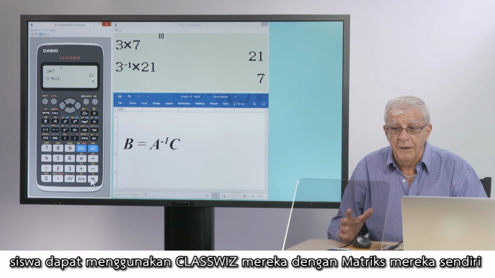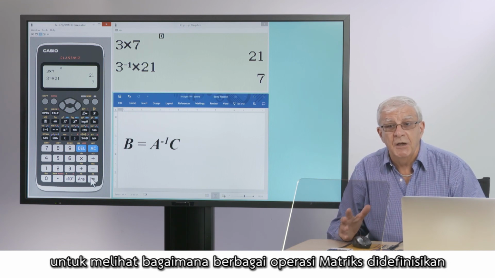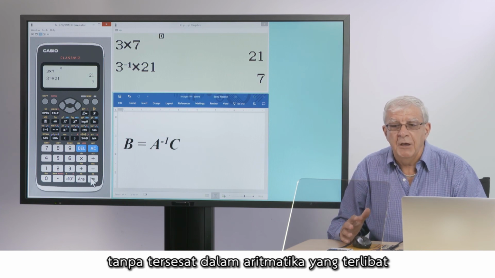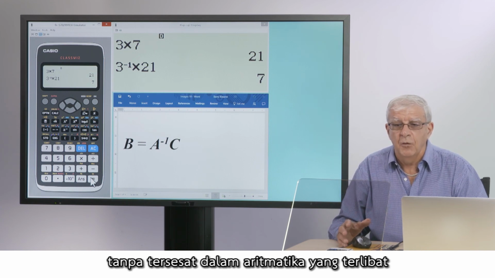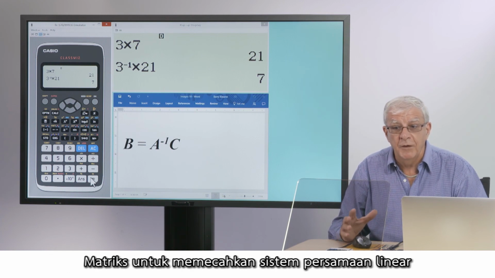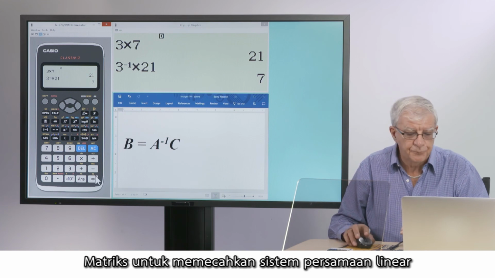Students can use their ClassWiz with their own matrices to see how the various matrix operations are defined and to understand the key ideas without becoming lost in the arithmetic that's involved. Later work by students will use the matrices for solving systems of linear equations.